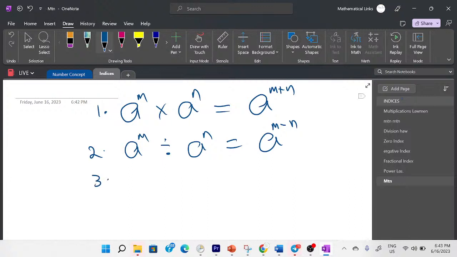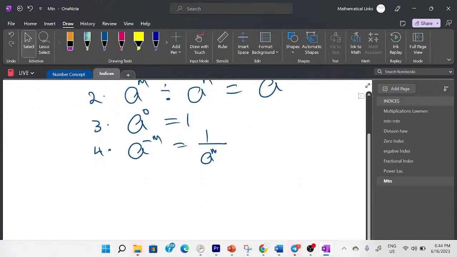The third one is zero index. So anything raised to the power of 0 is always equal to 1. Remember, if the whole expression is raised to the power of 0, the whole expression becomes 1. And if only part of the expression is raised to the power of 0, then only that part will be equal to 1. So that is zero index. The fourth one is negative index. Take for instance a to the power of negative m. Here you just write the minus as 1 over, then what you have left is a to the power of m. Okay, that is negative index.